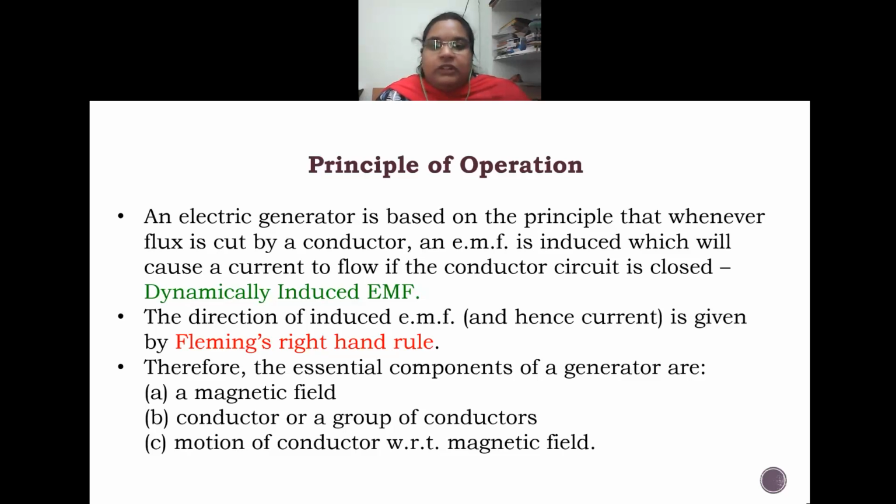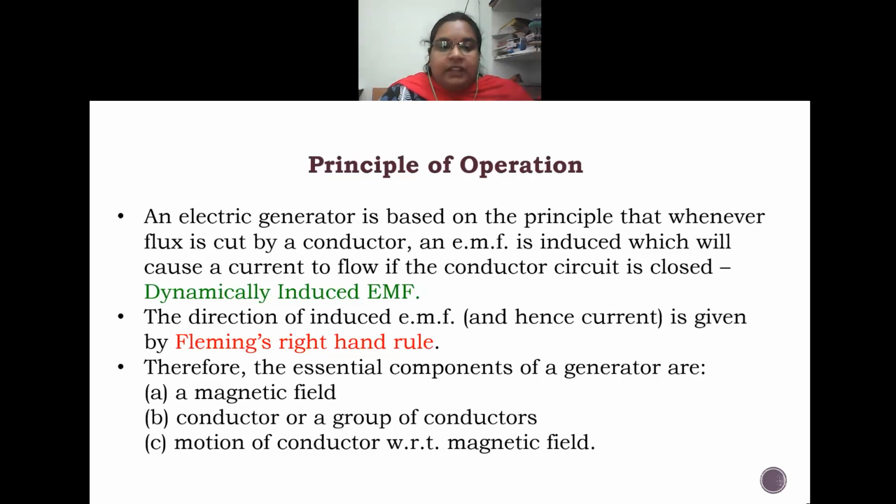If you look at this definition, you can understand that there are some basic components which are required for a generator to operate. What are those essential components? The first thing is a magnetic field. We need to create a magnetic field because only in that magnetic field, if a conductor is placed and the relative magnetic field of the conductor is being changed, is the EMF induced. That is Faraday's laws of electromagnetic induction.